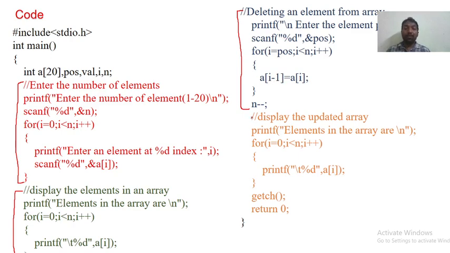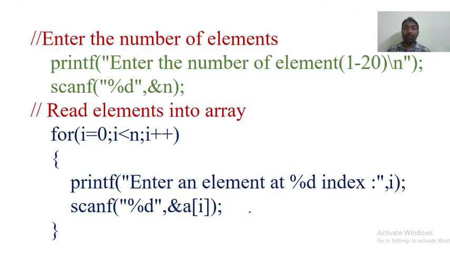Next, after removing the element, the orange color code is going to display the elements that are there in the array. So let us see each part of the code. The first part gives you an idea of how to read the elements. In the brackets we can read up to 20 elements, but as per my program I have read 6 elements. It indicates that the n value is 6.